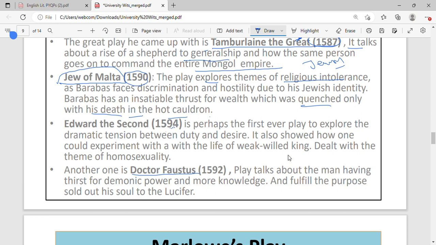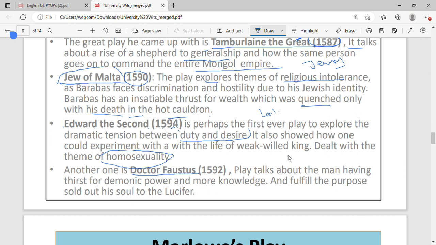That's why I didn't touch this. But since I have mentioned it, what's the reason in discussing it in sequence then? Edward II, 1594, is perhaps the first ever play to explore the dramatic tension between duty and desire. It talks about the theme of homosexuality, Edward having a homosexual affair. With whom in the play? Let me know in the comment section below, because I want you to be involved in this. You must be engaged. If you're not, then it makes no sense, right?